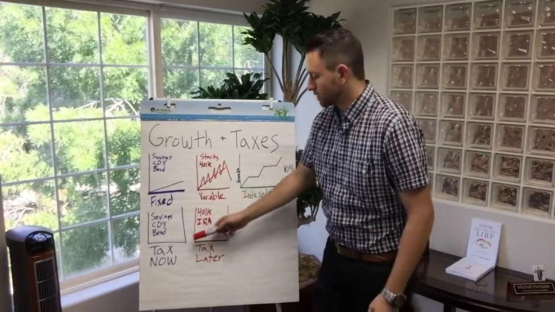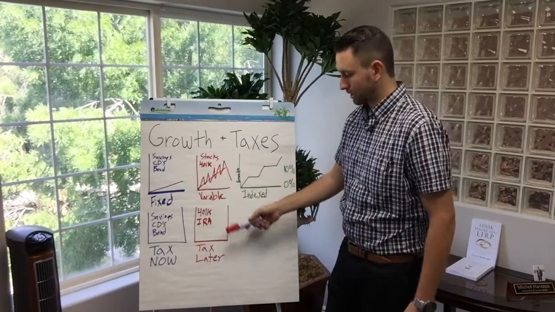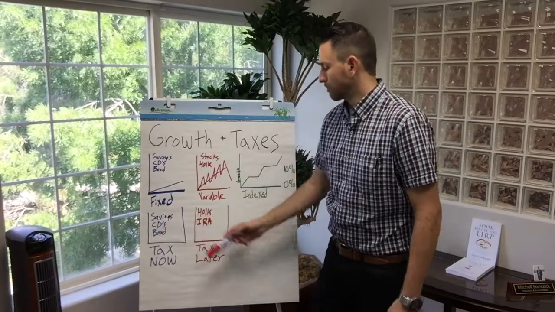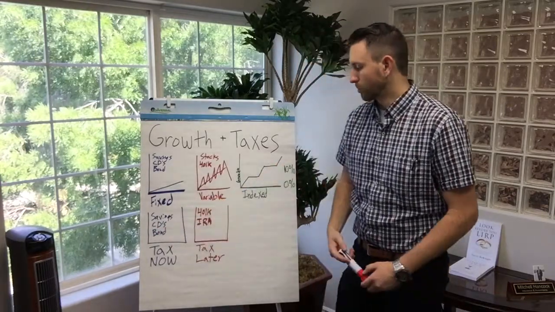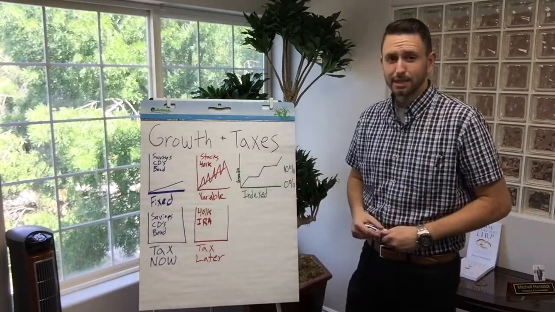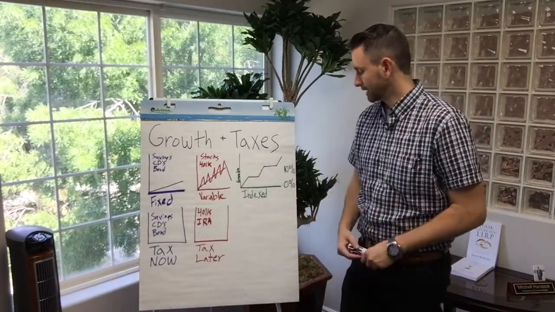Now, if you're holding stocks or bonds inside a 401k or inside an IRA, then those are going to be taxed later. But if you just outright purchased a bond or a stock with your post-tax dollars that have already been taxed, then typically the growth of that is going to be taxed right then. So hopefully that makes sense.